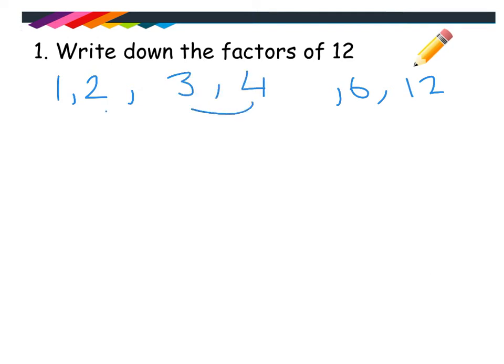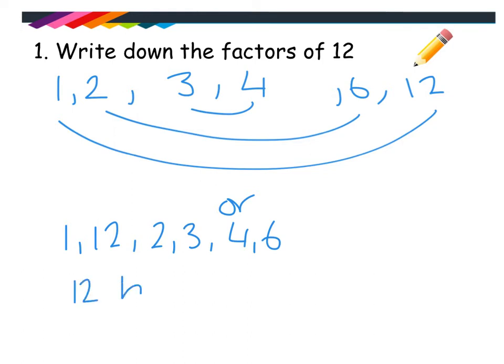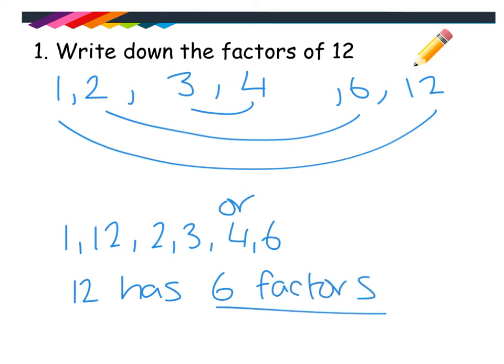Notice 3 times 4, 2 times 6, 1 times 12. Or remember, it's perfectly okay to write them as 1 and 12, 2 and 6, 3 and 4, as long as we've not missed any. Okay, so if it asked you how many factors does 12 have, we wrote down 6 numbers there, so 12 has 6 factors. So there are 6 numbers that 12 can divide beautifully by.